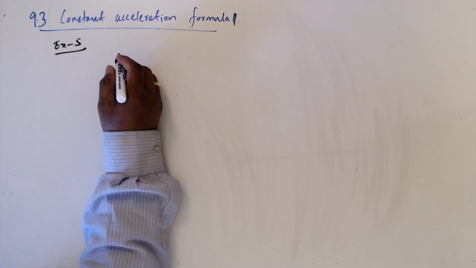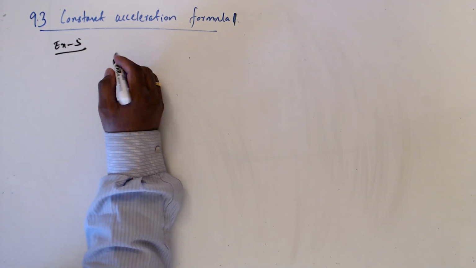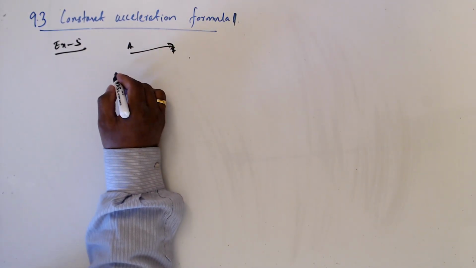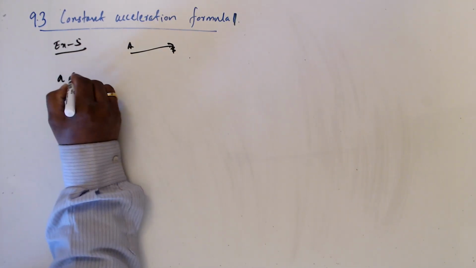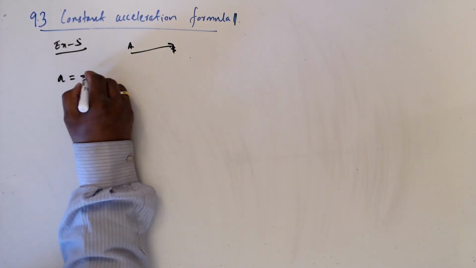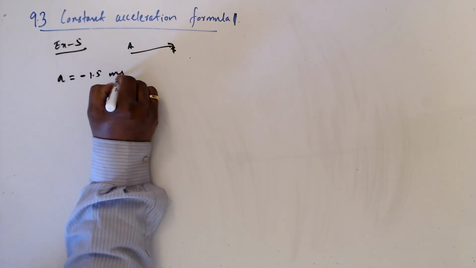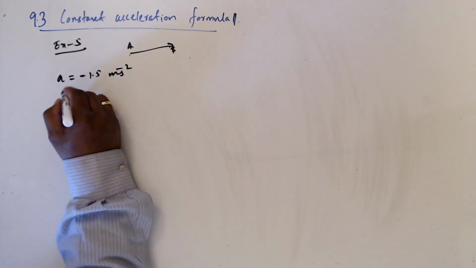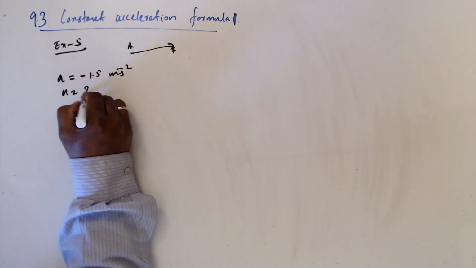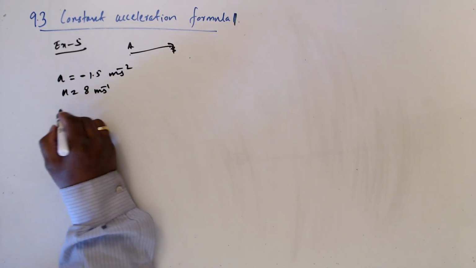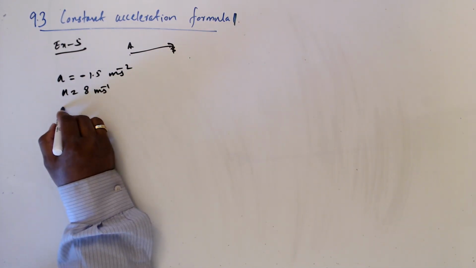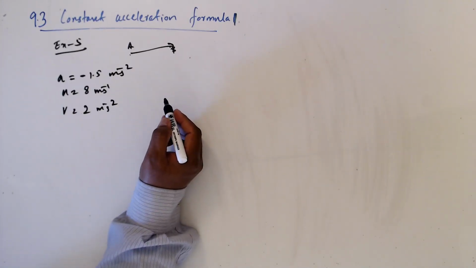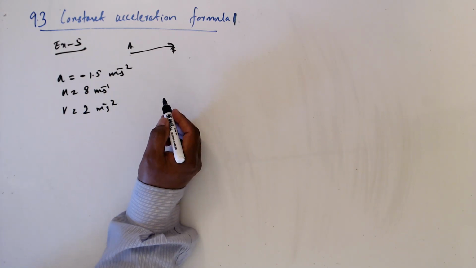A particle moves in a straight line from A to B with constant deceleration. Deceleration means negative acceleration, 1.5 m/s². The velocity of the particle at A, the initial velocity, is 8 m/s, and at B it is 2 m/s. Find the time taken by the particle.